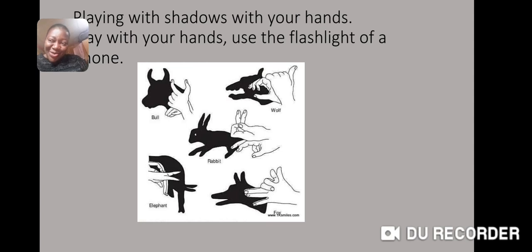So today, in summary, we have talked about light. Light is the energy that allows us to see. We have talked about different sources of light, the natural source of light and the artificial source of light. And we have looked at shadows.